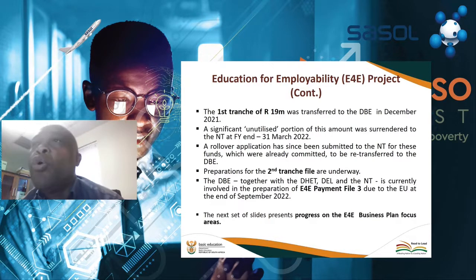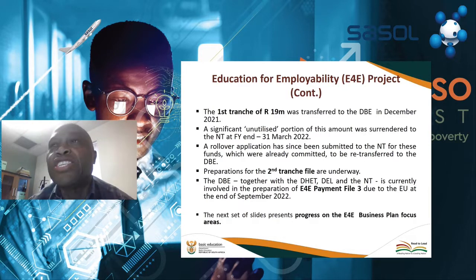In fact, what was surrendered back to National Treasury was in the region of 15 million rand. So a rollover application has since been submitted to the National Treasury for these funds, which were already committed, to be retransferred to the DBE. In addition, preparations for the second tranche file are underway.